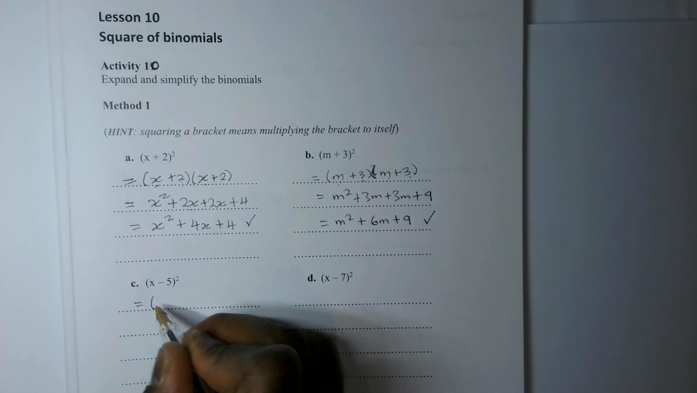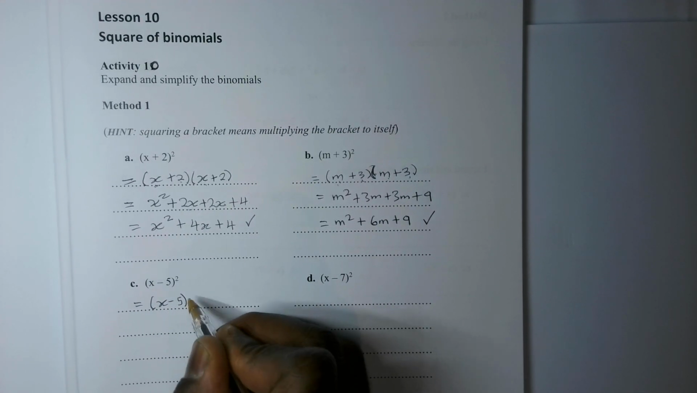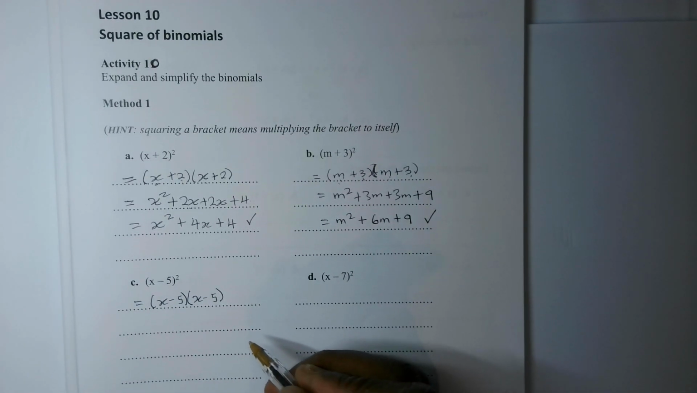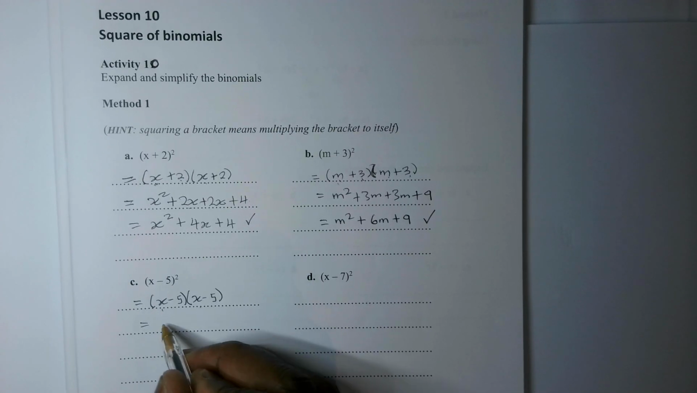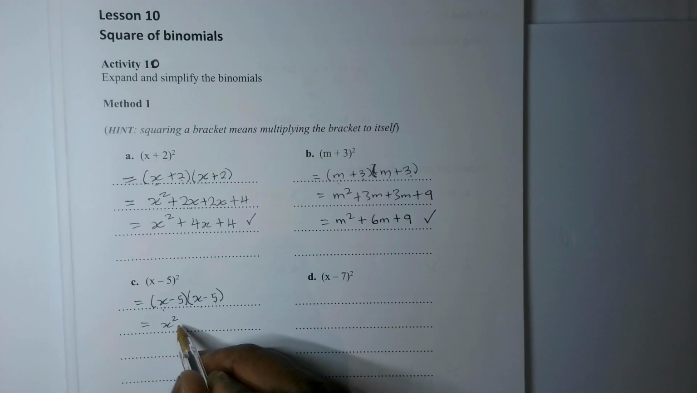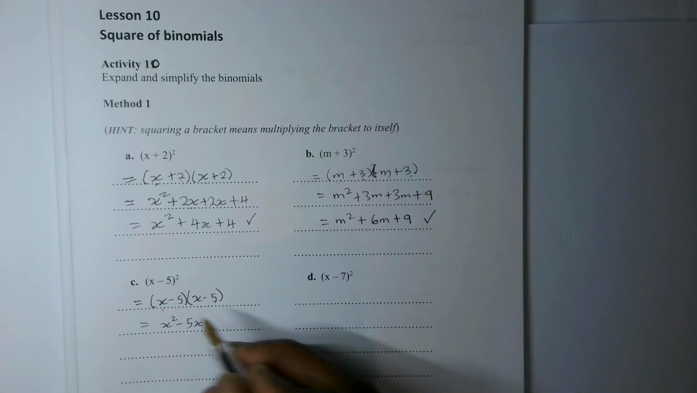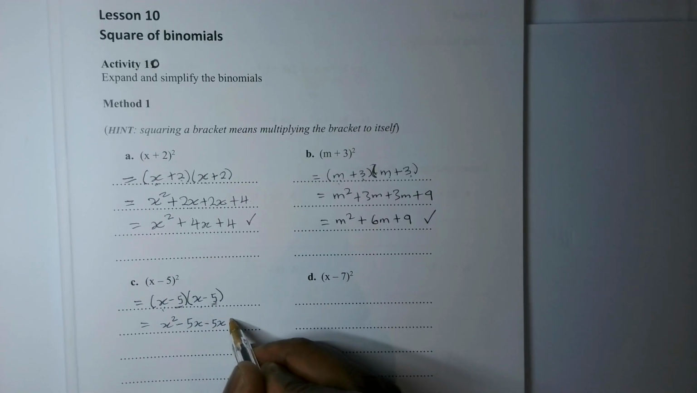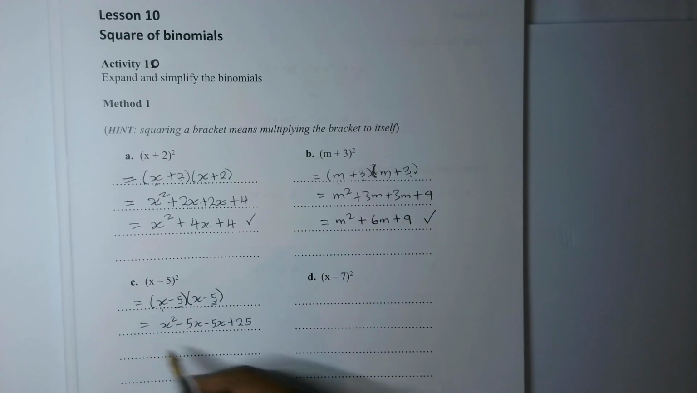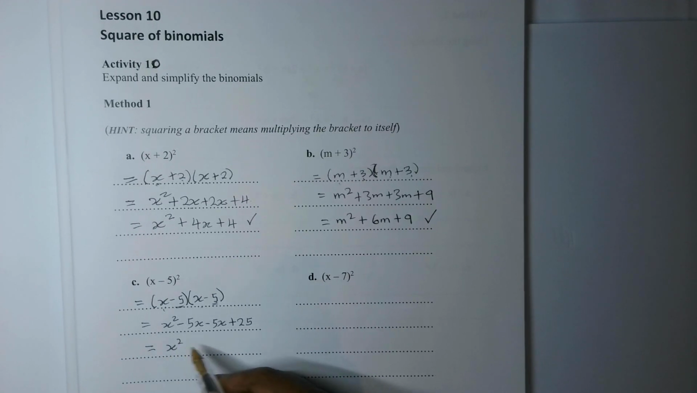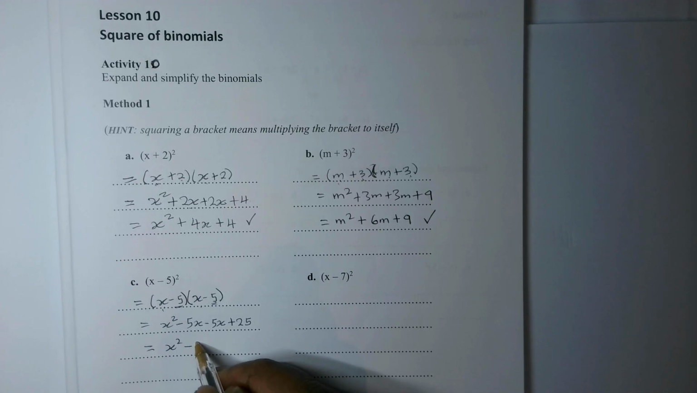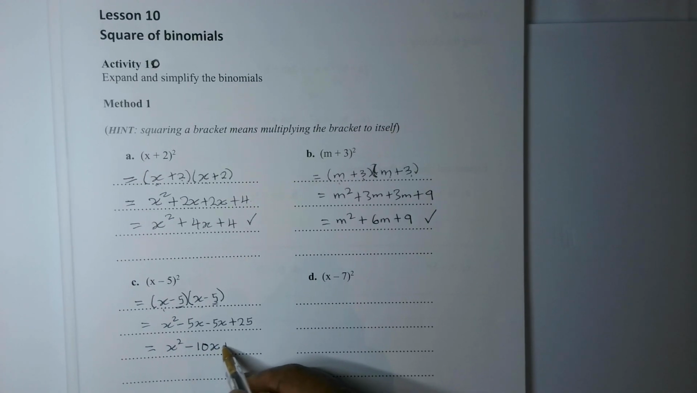Next one, (x - 5) squared means (x - 5) times (x - 5). And then multiply this out to give me x times x will be x squared, x times negative 5 will be negative 5x, negative 5 times x will give me negative 5x, and negative 5 times negative 5 give me positive 25, which then simplifies to x squared minus 5x minus 5x gives me negative 10x add 25.